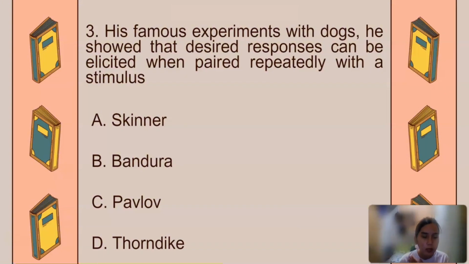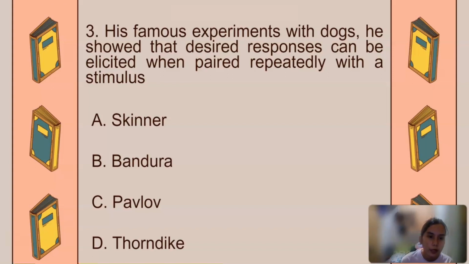Again, the question: his famous experiments with dogs, he showed that desired responses can be elicited when paired repeatedly with a stimulus. Are you familiar with this kind of theory that was coined by a scientist or a famous person? And we have your four choices again.